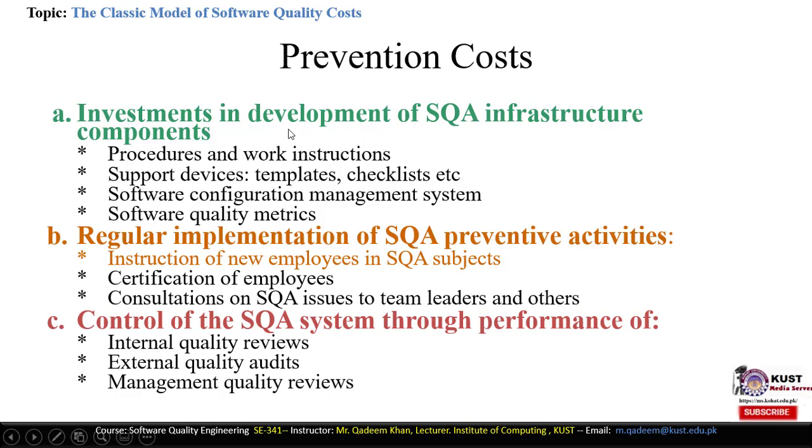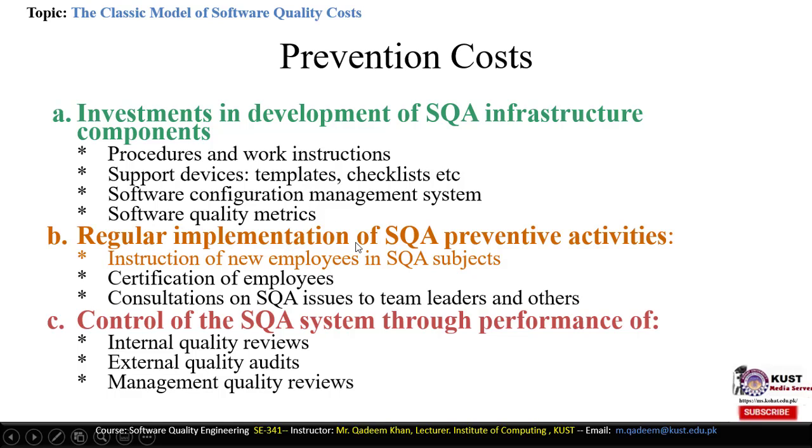Investment in the development of software quality assurance infrastructure components includes procedures and work instructions, support devices, templates, checklists, etc., software configuration management systems, and software quality metrics. So all these are included in the SQA infrastructure component investment.